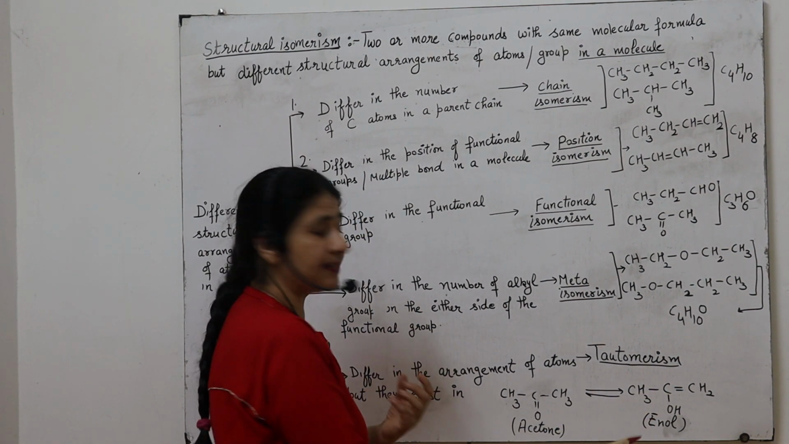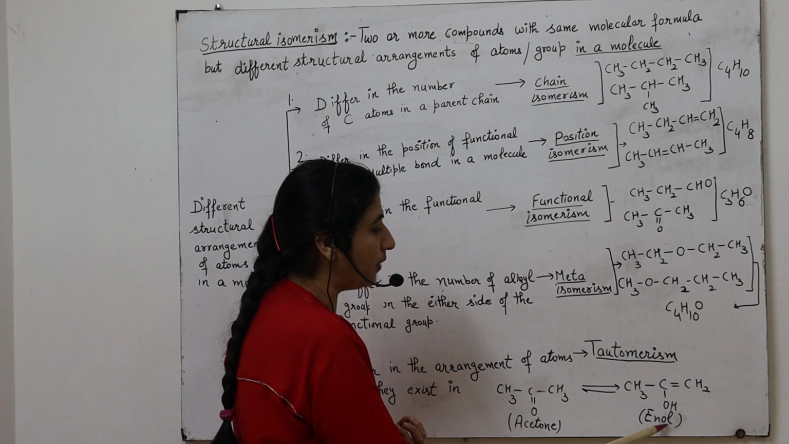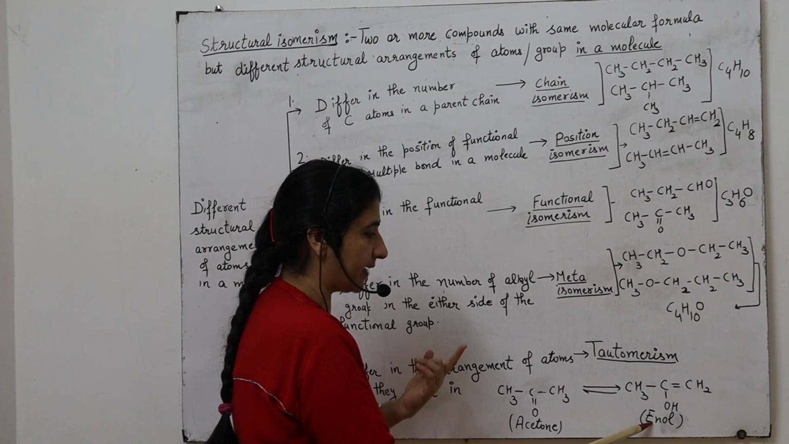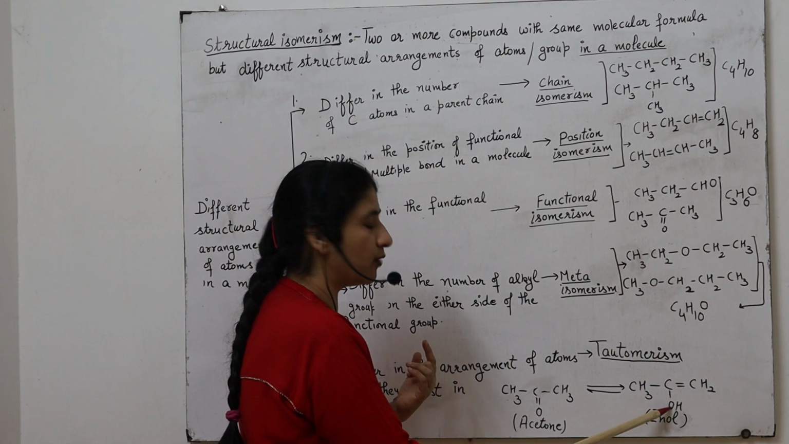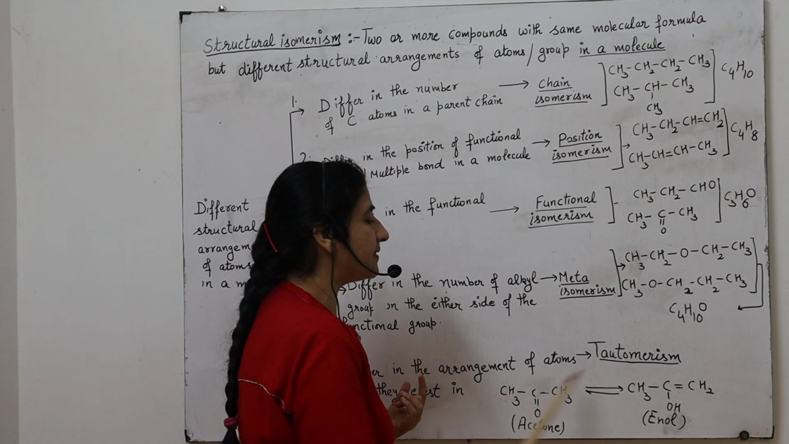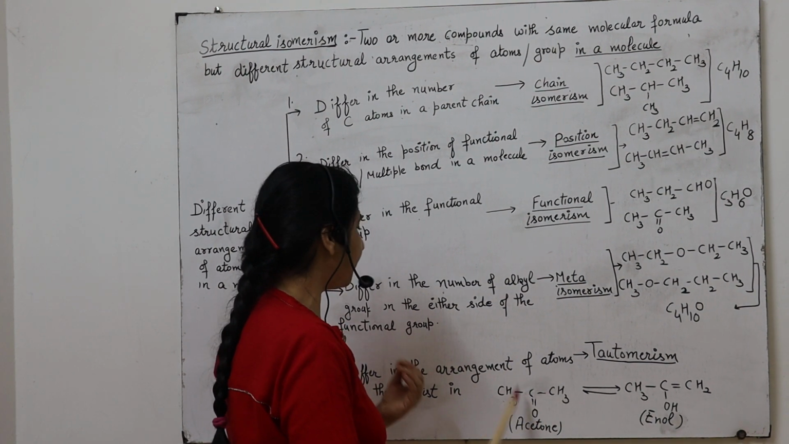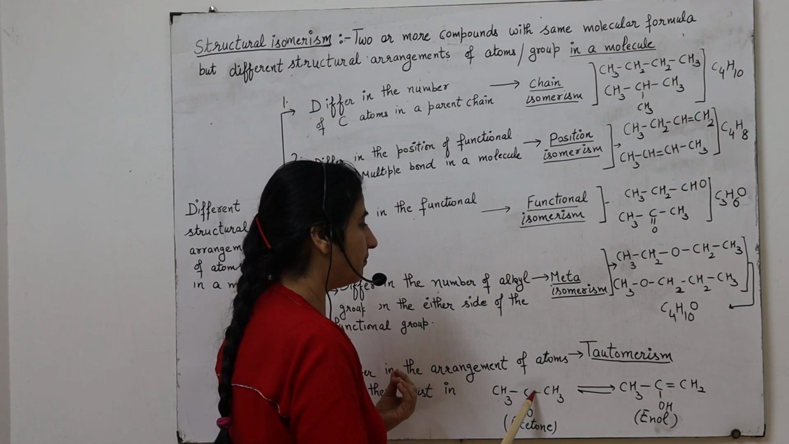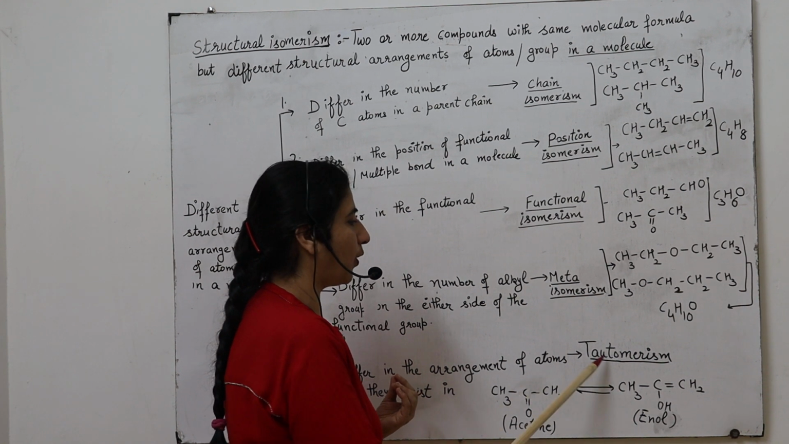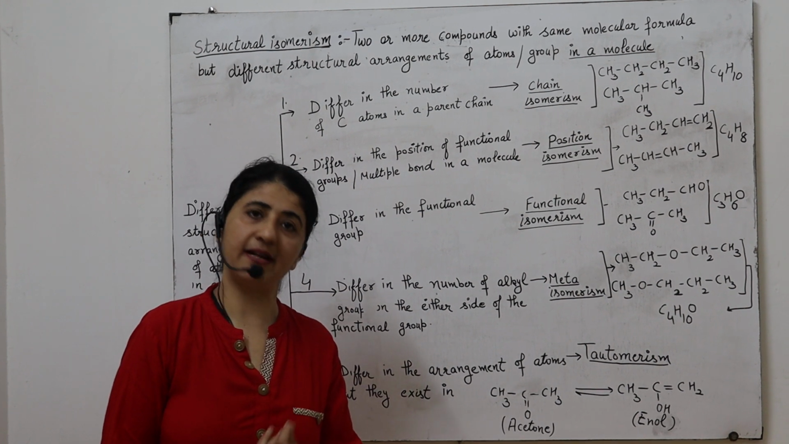Why do we call it enol? Because 'ene' means double bond and 'ol' means alcohol. So this compound contains two things: number one is a double bond and second one is the ol. These two compounds exist in a dynamic equilibrium with each other. There is a difference in the arrangement of atoms having the same molecular formula, so these two compounds are known as tautomers, and this phenomenon is known as tautomerism.